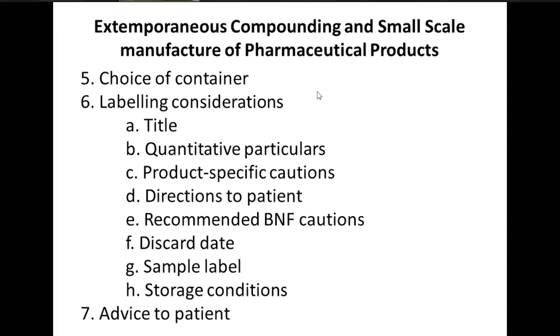Consider the label. How is it going to be? The title of the product must be there on the label. For example, calamine lotion, BP. That's calamine lotion, British Pharmacopoeia, meaning you use the British Pharmacopoeia to prepare this product. Remember, there are main pharmacopoeias. We have the British Pharmacopoeia, the United States Pharmacopoeia, and so on.